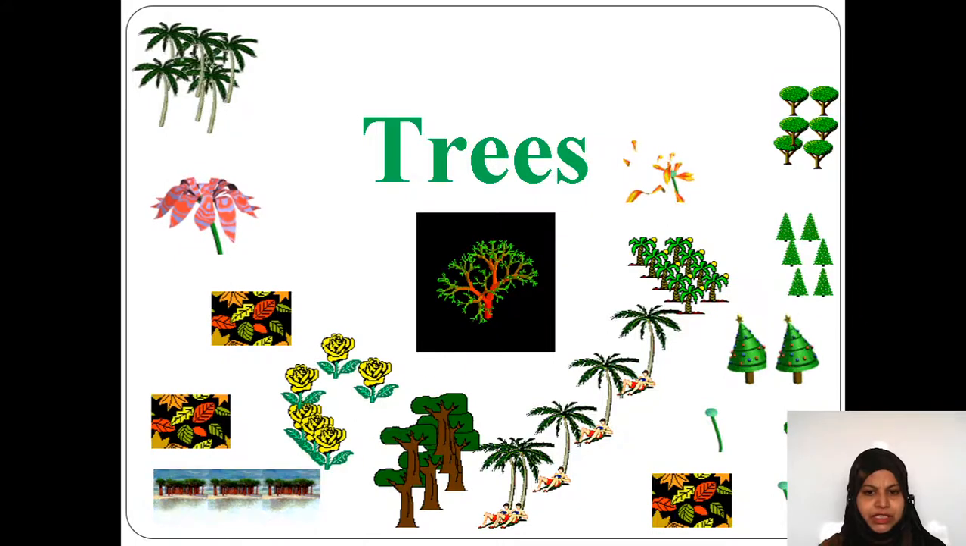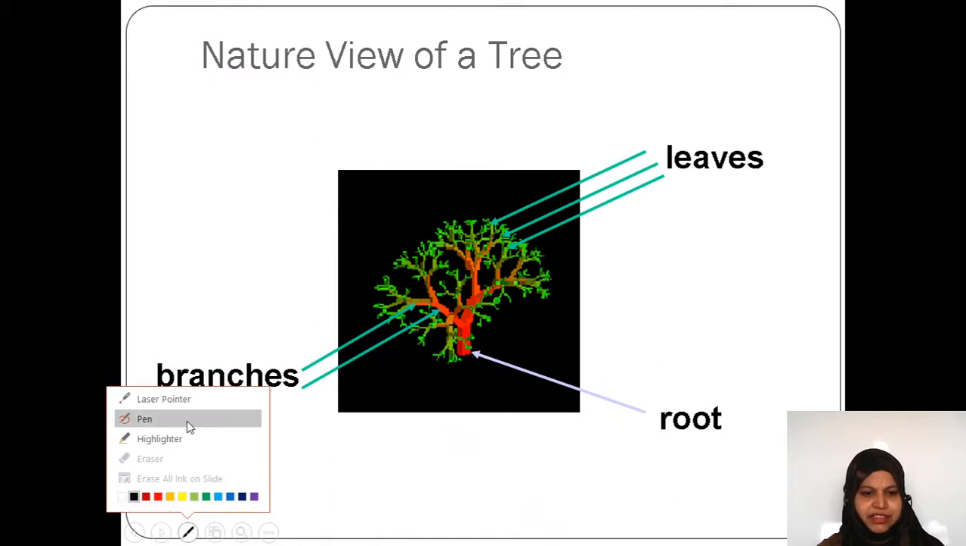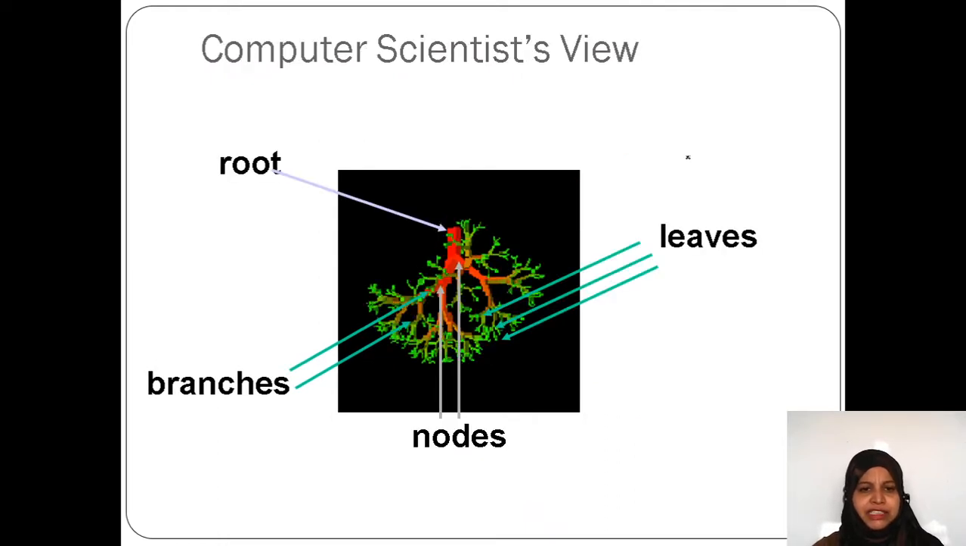Generally, any tree consists of its roots, branches, and leaves. This is the generalized tree. Now, whenever we represent a tree in terms of computers, here is the root, then the branches, the leaves, and the nodes. Here is one node, and here is another. Wherever there is a connecting point, we represent it by a node.